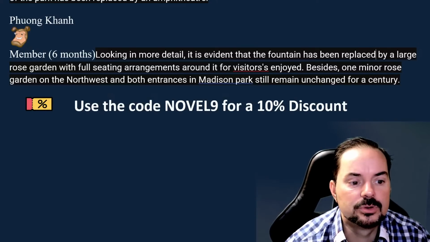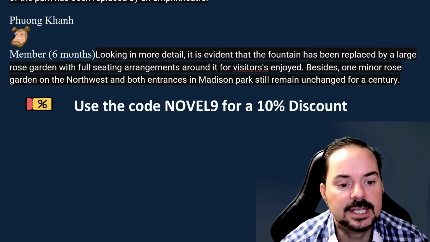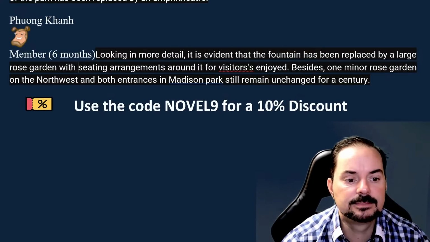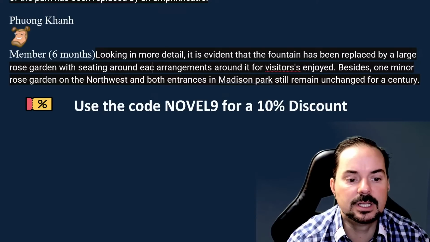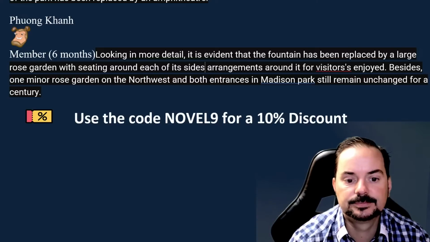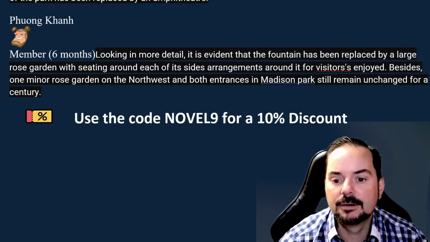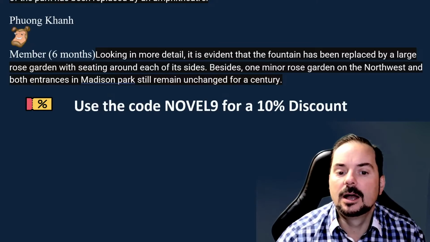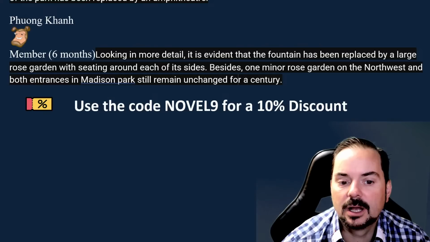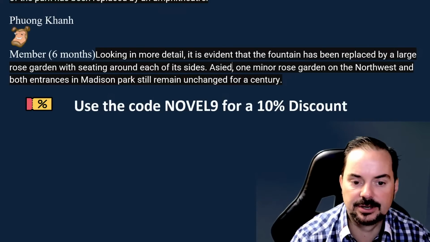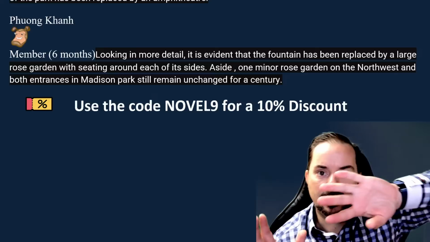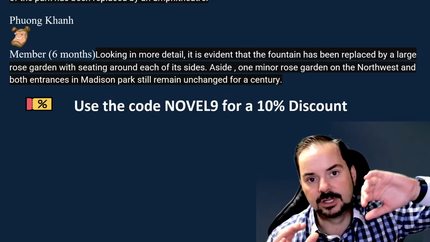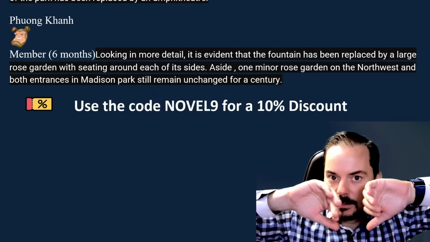Okay, replaced by a large rose garden with full seating arrangements around each of its sides, right? For visitors to enjoy, unnecessary. It's opinion. Again, besides one minor rose garden, aside is better here. Aside, not beside, but aside. Okay, I'm kind of visually showing you the difference in the meaning. So aside and beside.